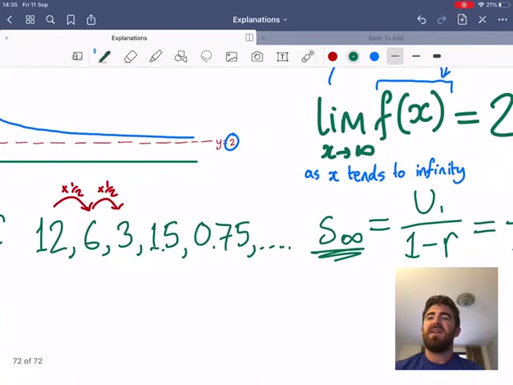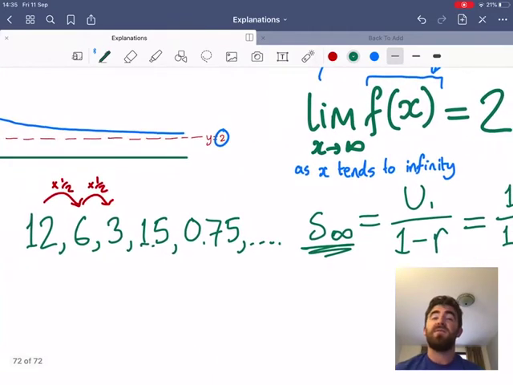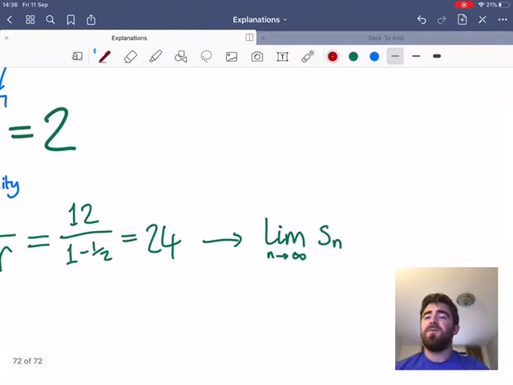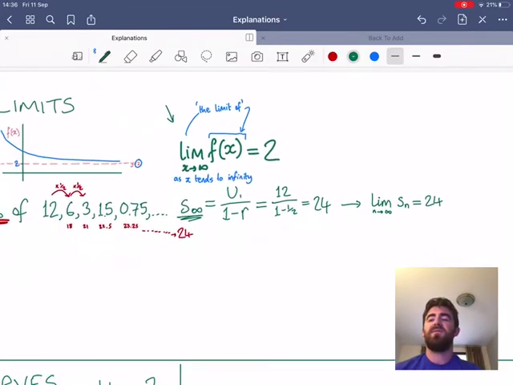But we can just say, what does it get closer and closer to as n just keeps going on forever? Well, if we start adding up, we get 18, 21, 22.5, 23.25. If we kept going, you'd see quite quickly that it would get to 23.999, and it tends towards 24. It never reaches 24, it gets infinitely close to 24, but we say the limit equals 24.